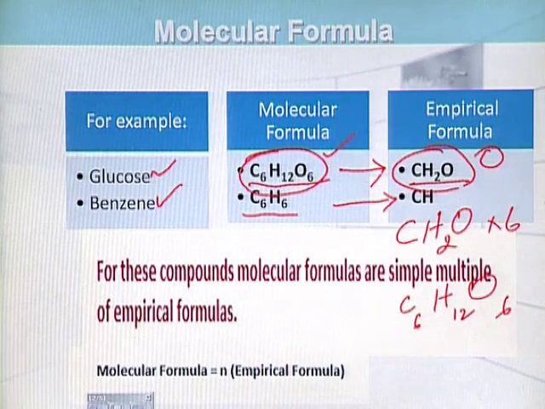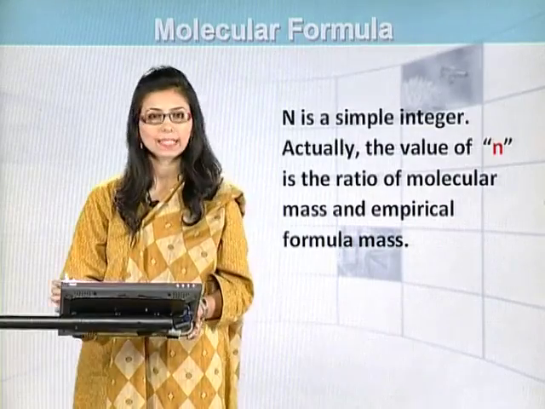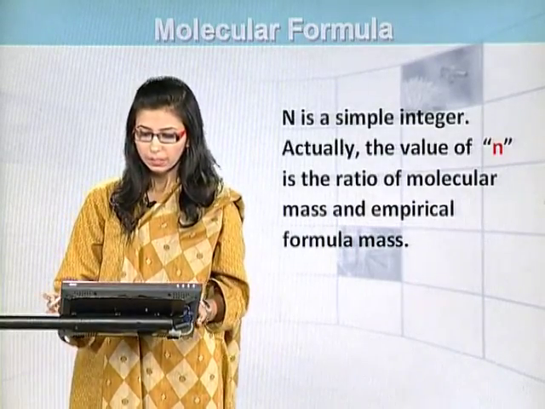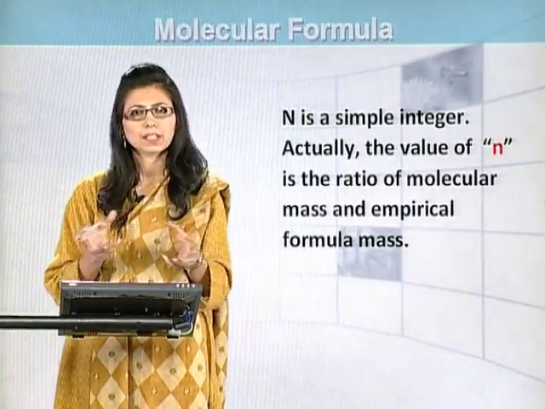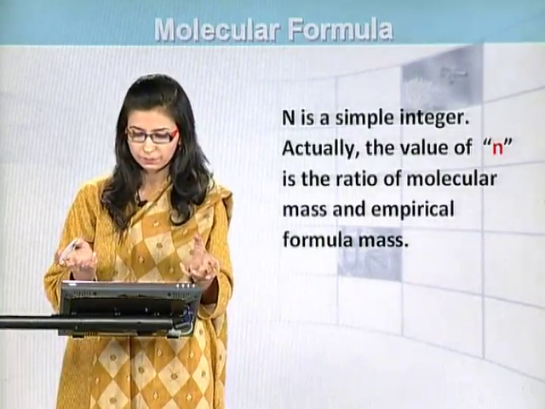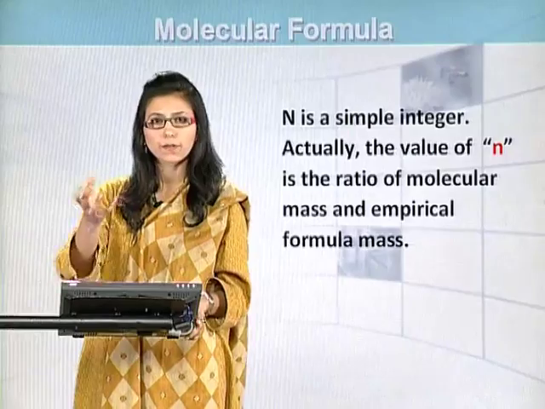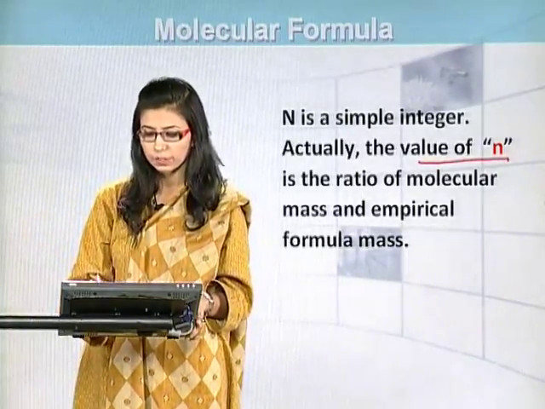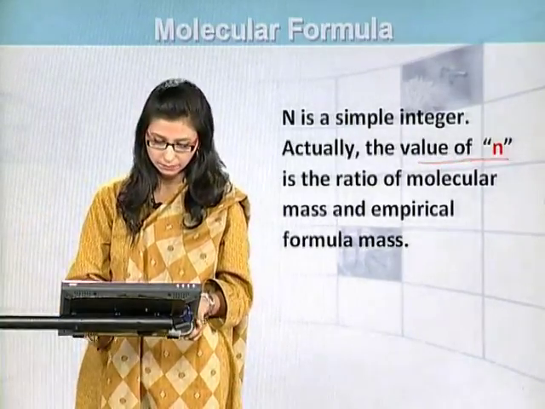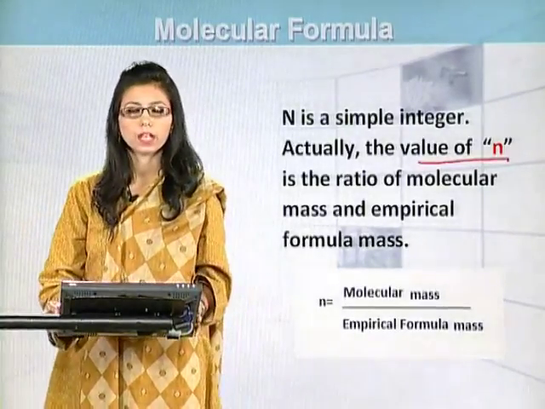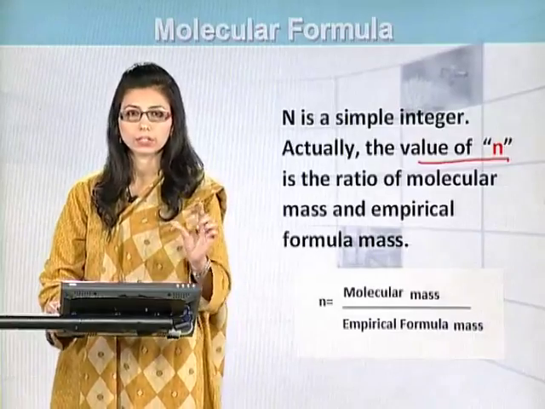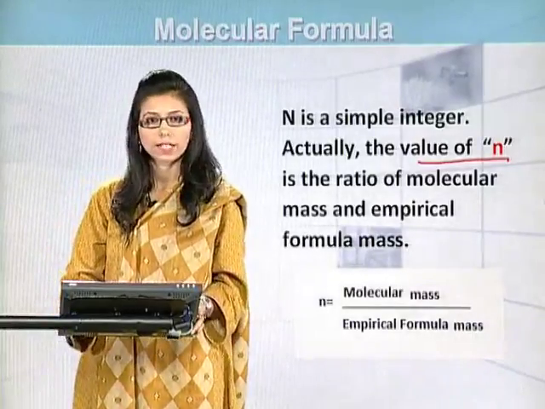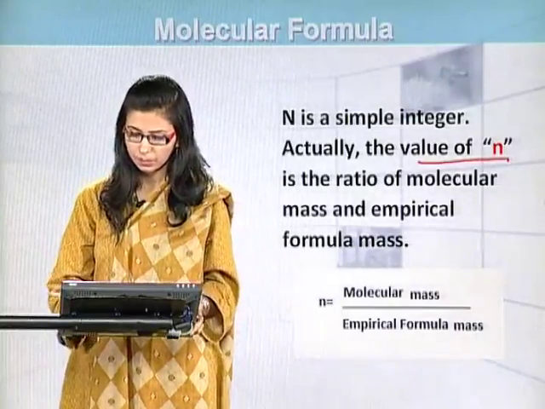Here we have given a formula. Molecular formula is equal to N into empirical formula. What is N? N is actually a simple integer which determines the relationship between empirical and molecular formula. The value of N is the ratio of molecular mass and empirical formula mass. Here we have the formula to determine the N value, the integer: molecular mass divided by empirical formula mass.